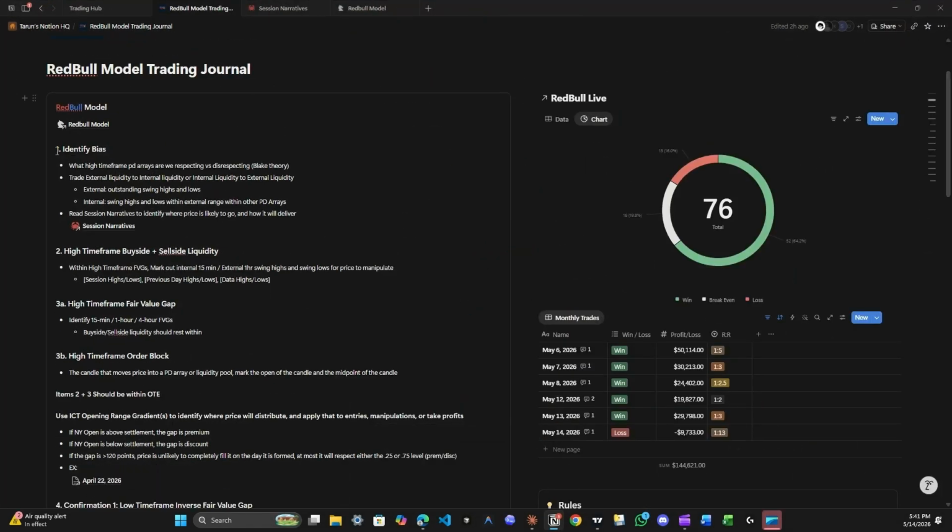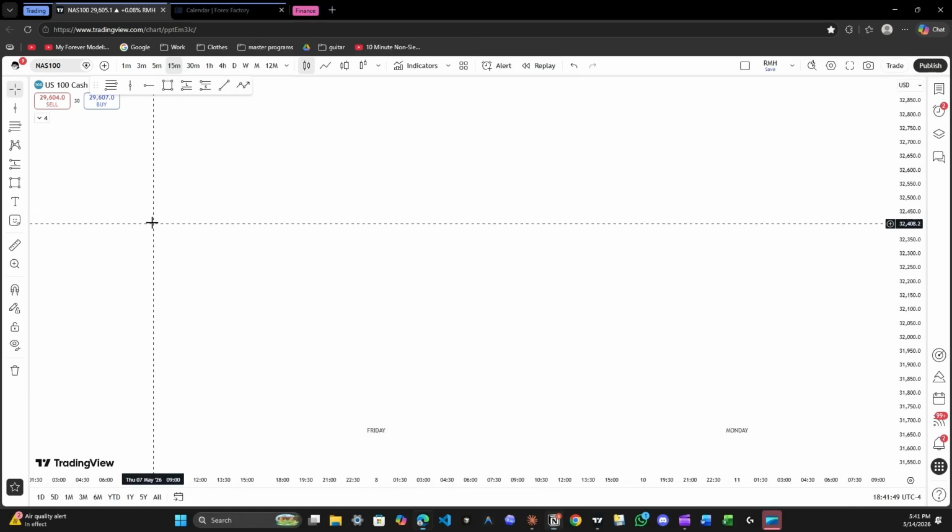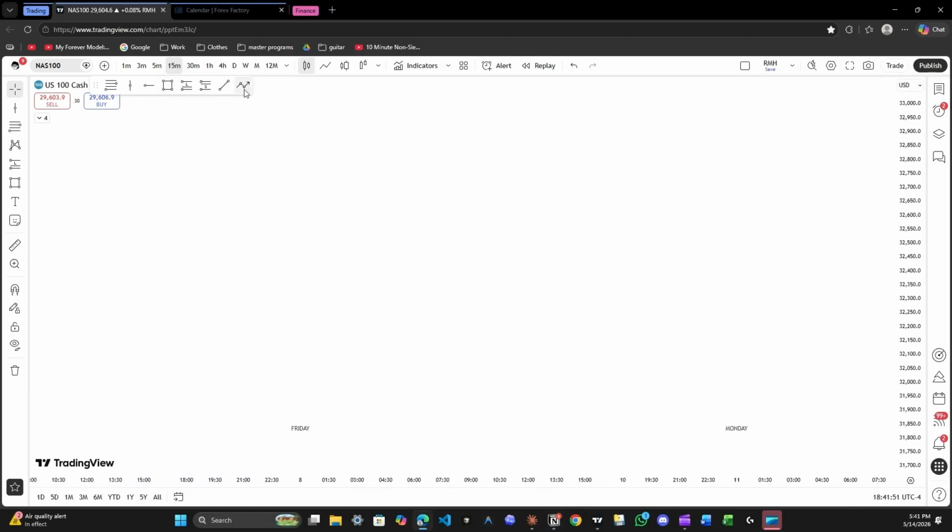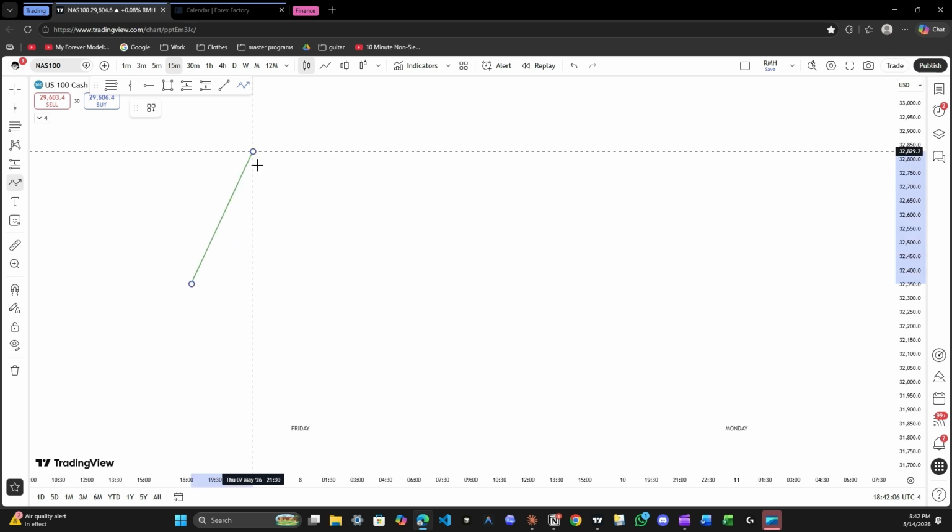So, step one, identify your bias. What high time PD arrays are we respecting? Okay, first of all, let's just look at what the Red Bull model looks like. The Red Bull model has two scenarios, bullish or bearish. We want our higher time frame, our 15-minute, 1 hour, 4 hour, or daily time frame, probably not your daily, but your 1 or 4 hour and maybe 15-minute time frame, to look like this in a bullish scenario.